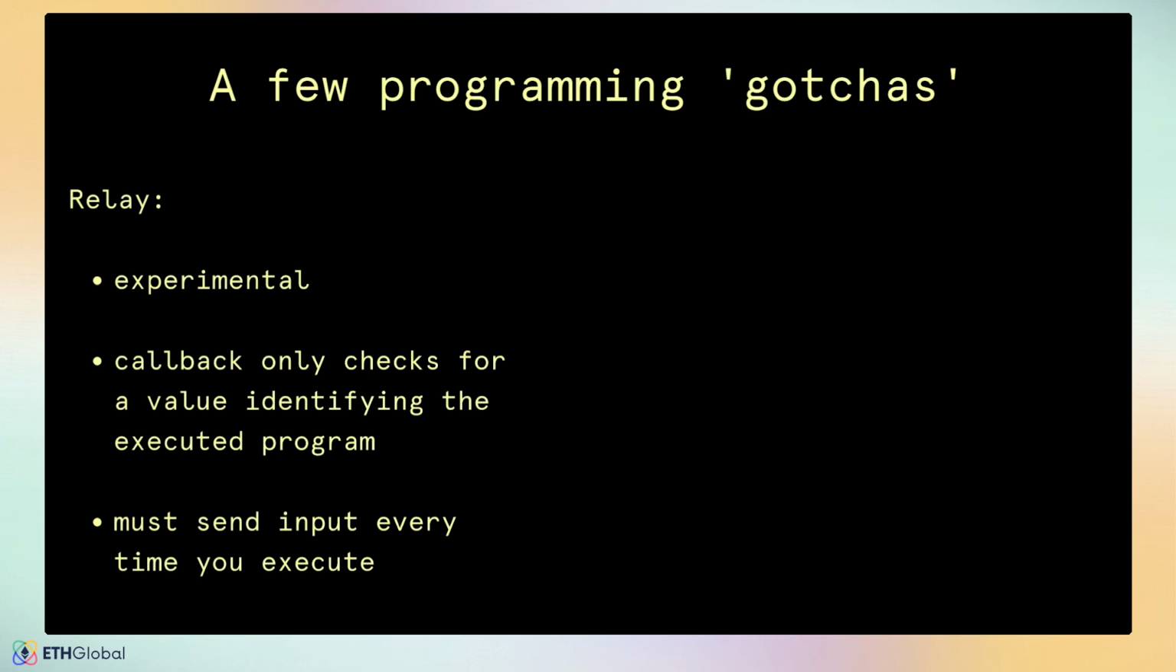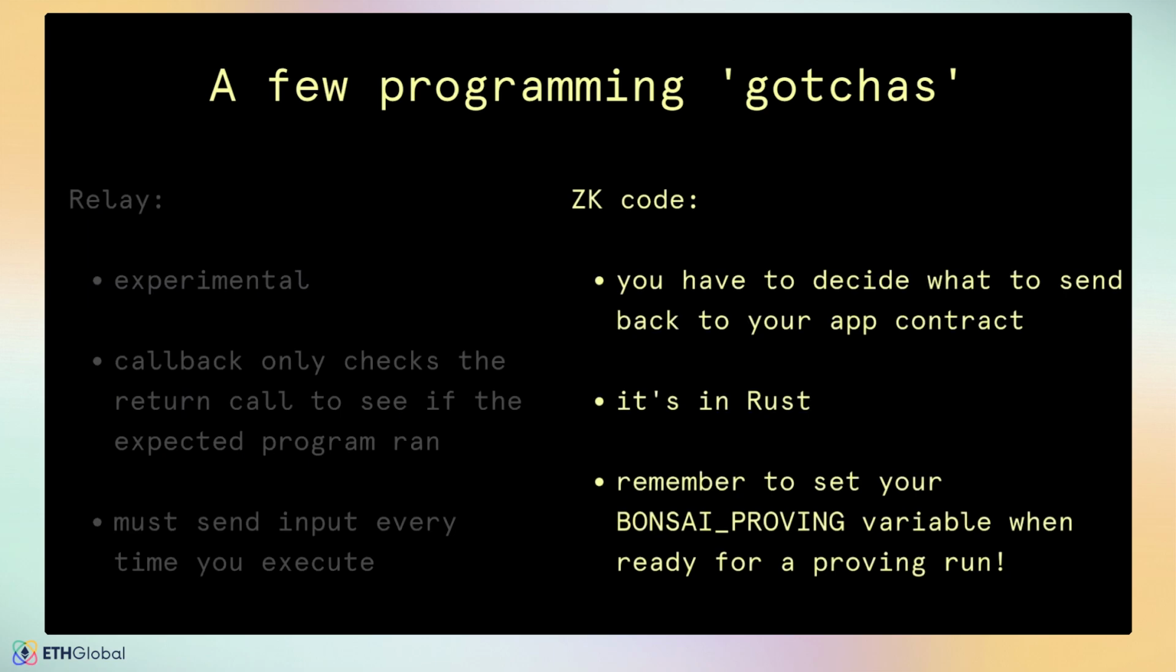Programming gotchas on the ZK side are pretty simple. As far as the ZK code goes, you're going to have to decide what you want to send back to your app contract. So those results need to be explicitly shared back. It is in Rust, so you are going to be hopping out of Solidity briefly, but we think it's, as Rust goes, fairly straightforward. And you want to remember to set the Bonsai proving variable when you're ready for a proving run so that you're not just doing execution only.